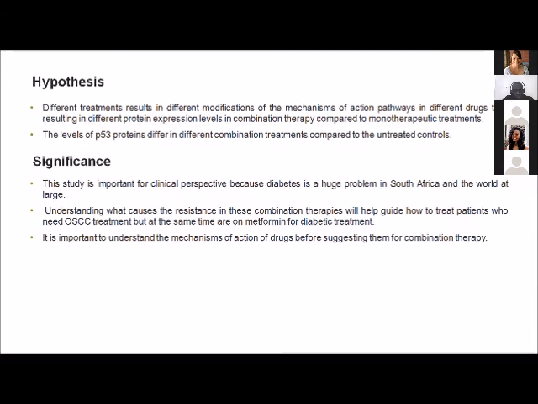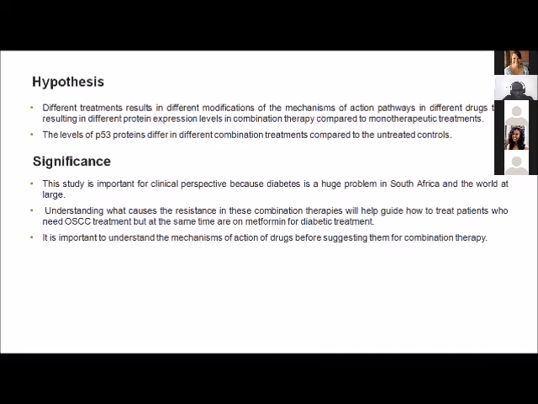And this study is important in clinical perspective because diabetes is a huge problem in South Africa and the world at large. Therefore, it is important to understand what causes the resistance in these combination therapies, as this will guide how to treat patients who need OSCC treatments, but at the same time are on metformin for diabetic treatment.